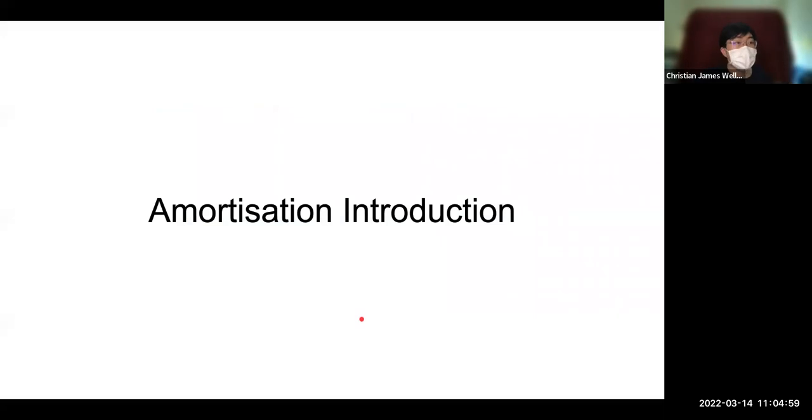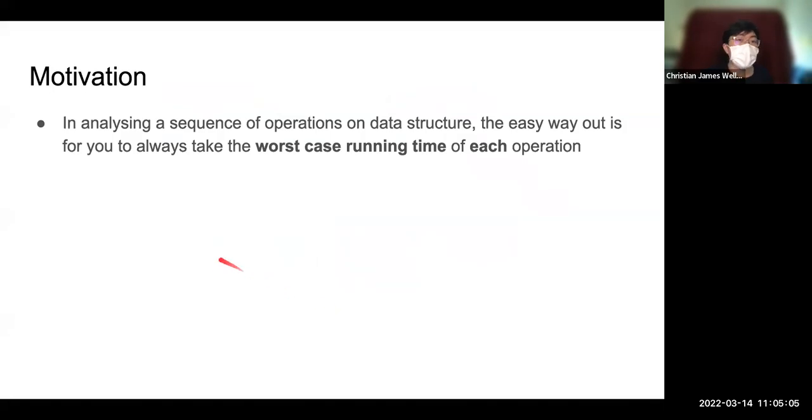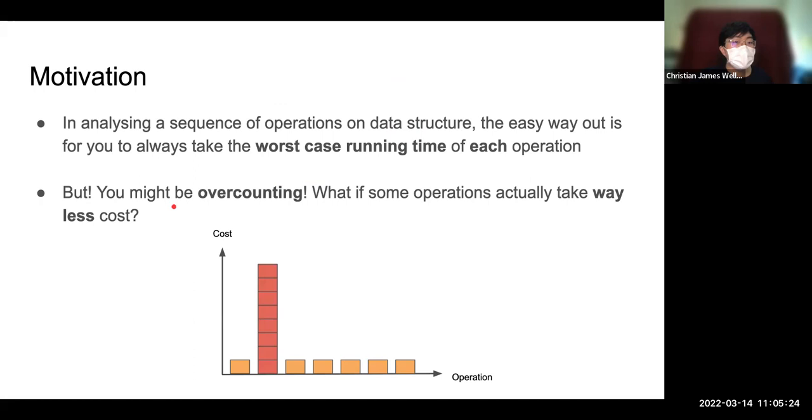With that, let's begin today's topic proper on amortization. Let's talk a little bit about amortization and motivating it. In amortization, what we want to do is analyze the sequence of operations on a data structure. Typically, how you reason about the running time is by taking the worst case running time of each operation. But by doing this, you might be overcounting. What if some operation actually takes way less cost?